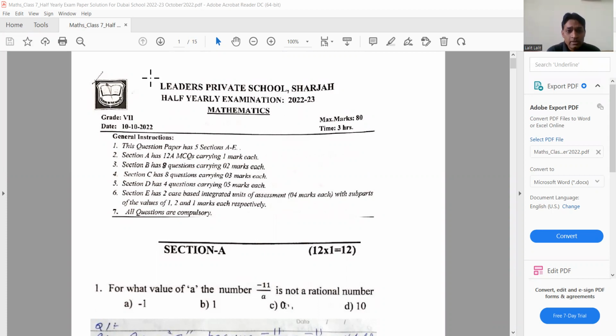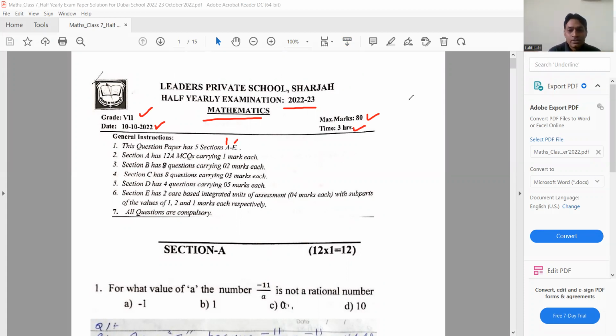This is Leaders Private School, Sharjah, half yearly examination, 2022-23, mathematics, class 7th, and 10th October is the date of the exam. Maximum marks 80, with 3 hours. This paper has 5 sections, A, B, C, D, E. I'm going to solve each and every section, all questions, with proper logic. Please share this with the students who already have this question paper. They can also come to know how many marks they are going to score.